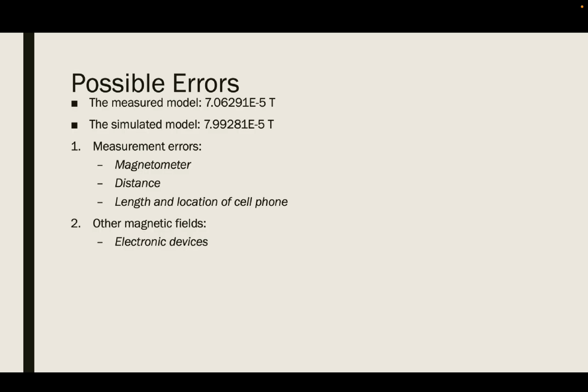T. Notice that our measured magnetic field is smaller than the simulated result, so there could be 2 sources of possible errors while experimenting. First are the measurement errors, including the magnetometer not being calibrated correctly, the error while measuring distance, and the length and location of the cell phone affecting the accuracy of results. The second possible error is that I did this lab indoors, which could cause other sources of magnetic field affecting the results.